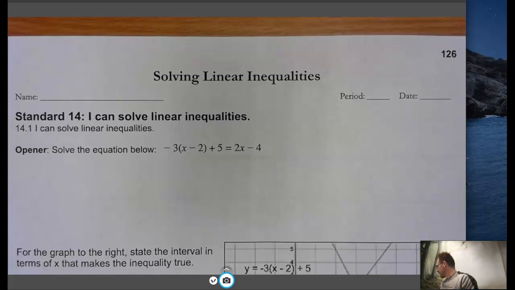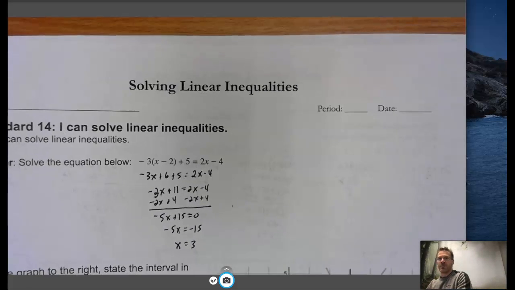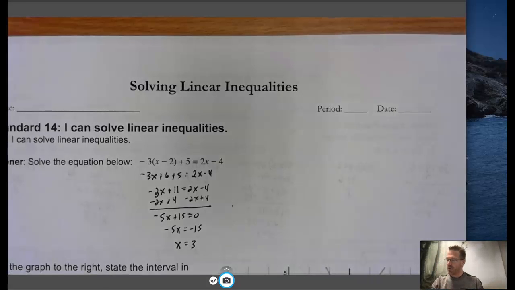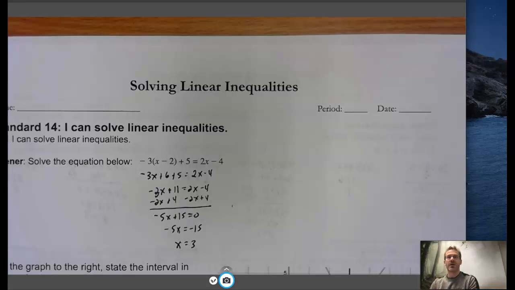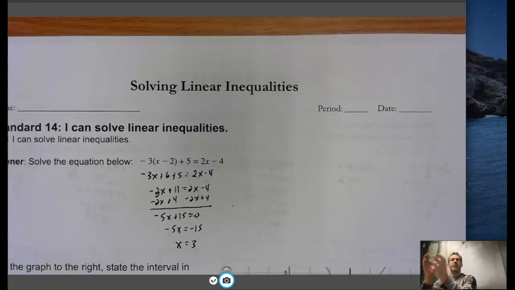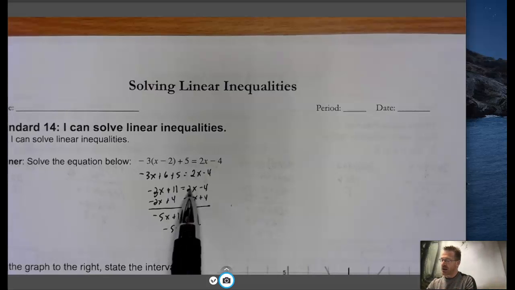All right, so I've got the answers here. Remember that we want to take care of those grouping symbols first, so we have to distribute on the left side. Then we want to combine like terms on the left side. Now, here's one of our fundamental rules about solving: we want to get one side of our equation equal to 0. It doesn't matter which side, left side or right side. In this case, I went ahead and got the right side equal to 0.